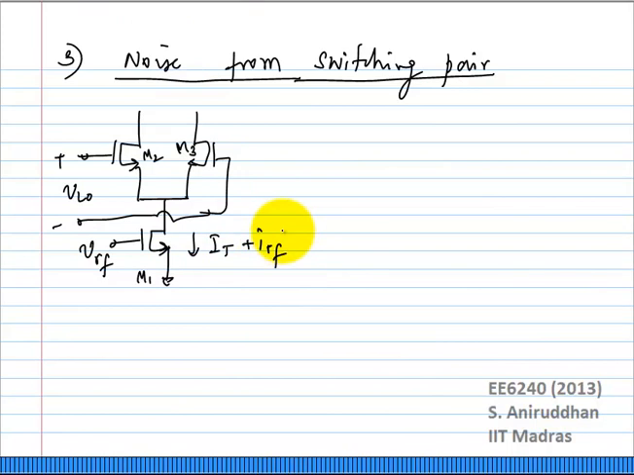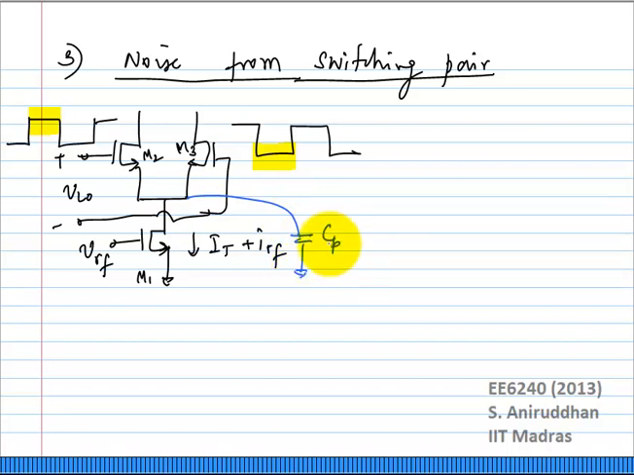So let us take the case when the switching pair is completely switched. So the signal is going to look like this. So in this region, M2 is on and M3 is off, correct? In this region, M2 is on and M3 is off. What is the noise contributed by M3? 0, because the transistor is off. What is the noise contributed by M2? Depends on the parasitic capacitance at this node.